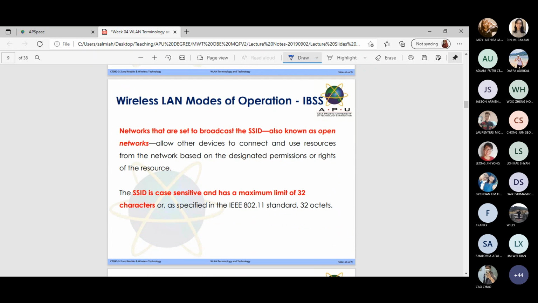Next one. Another thing, if a certain SSID is set to broadcast, it is what we refer to as an open network. It means you can just connect without any limitation. You do not need to provide a password, etc., because it is a kind of open network. But again, be careful. You might connect to a certain SSID that is not asking for a password.